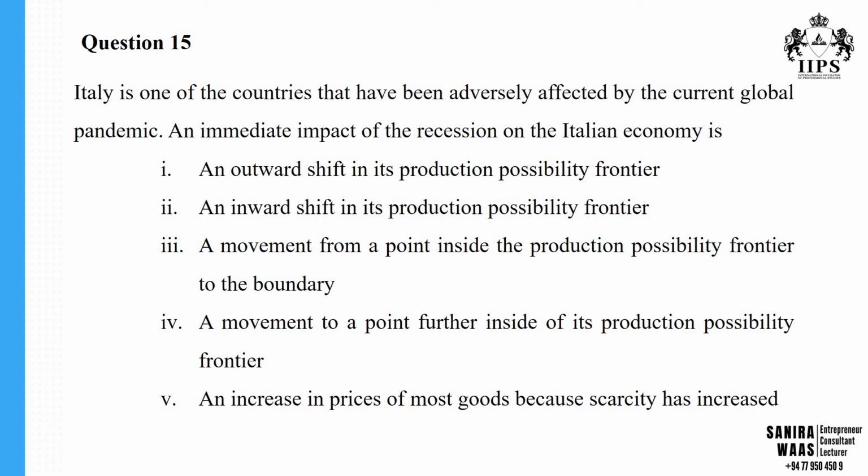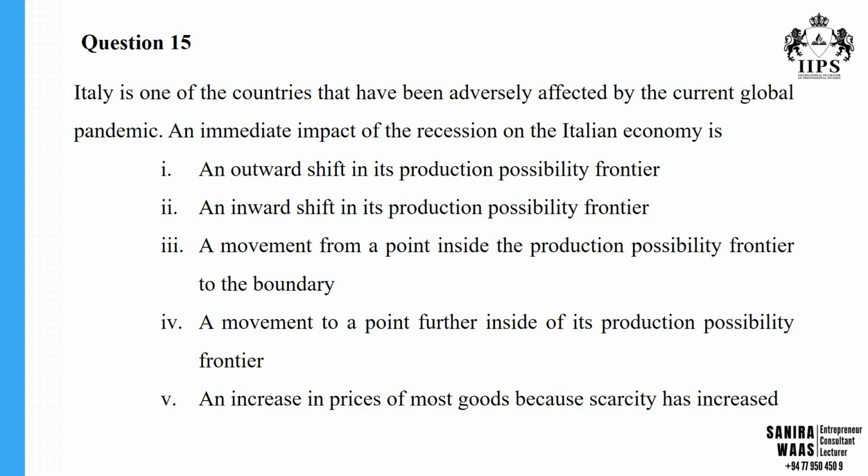When you've been given these kinds of answers, what you need to know is, it's a global pandemic. What will happen to the countries? Obviously, countries like Italy are being adversely affected. So obviously there can't be an outward shift. Nothing outward can happen. It has to be definitely a decrement in our production capacity, or a point inside, which will be like a short-term impact.